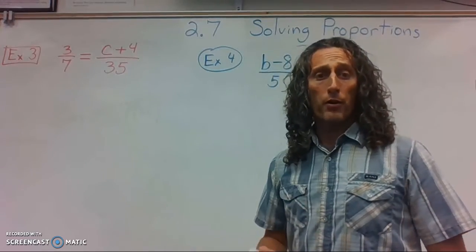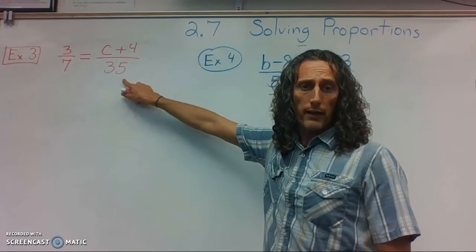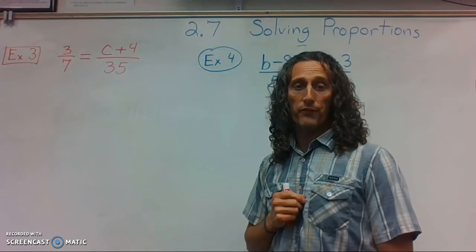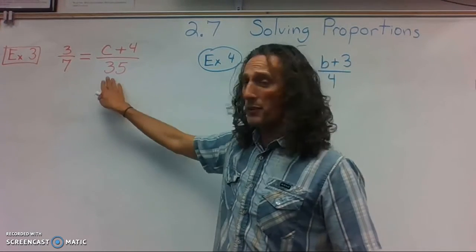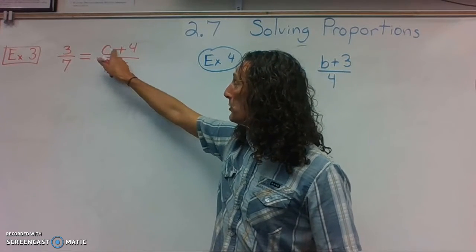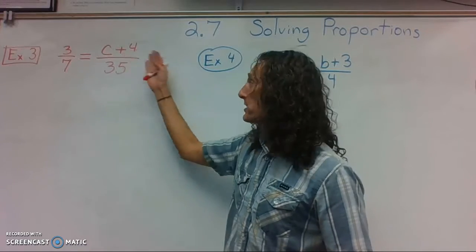So here are our next 2 examples. Just go ahead and copy down this one for a moment. 3/7 equals (c plus 4)/35. And now that that's copied down, see how this one's different than the previous ones? It has 2 things in the top of one of the fractions. I have a c plus 4.